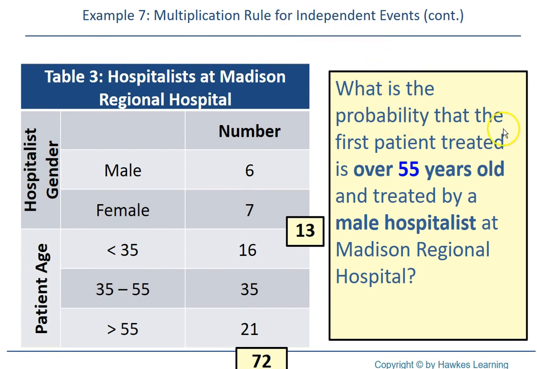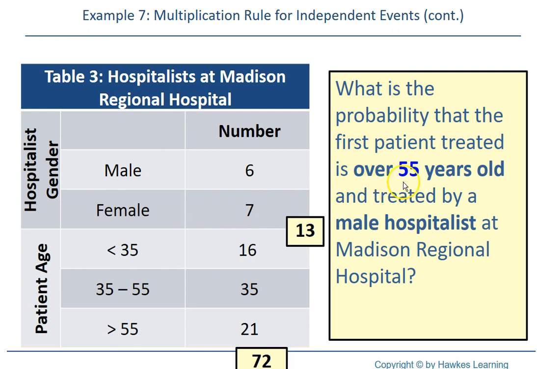What is the probability that the first patient treated is over 55 years old and is treated by a male hospitalist at the Madison Regional Hospital? So here we have to look at our data carefully.